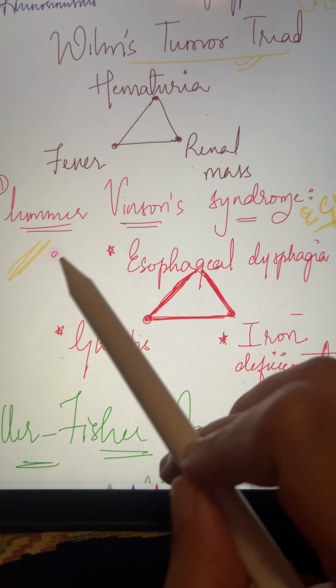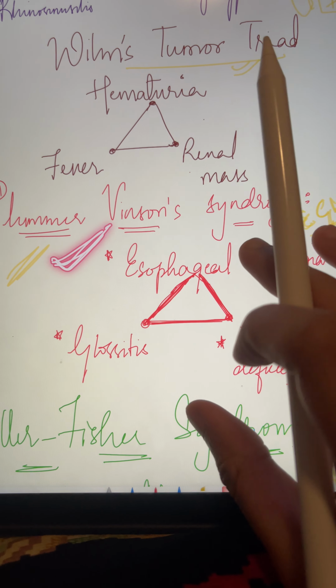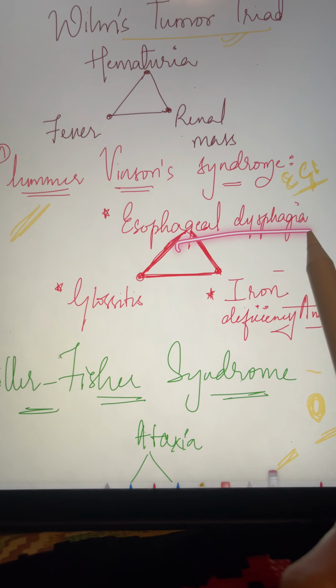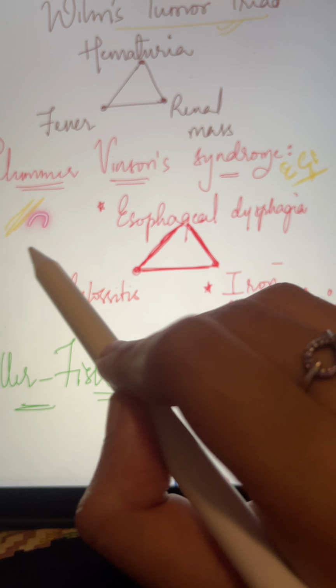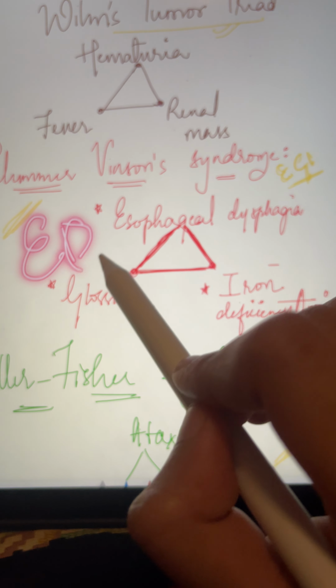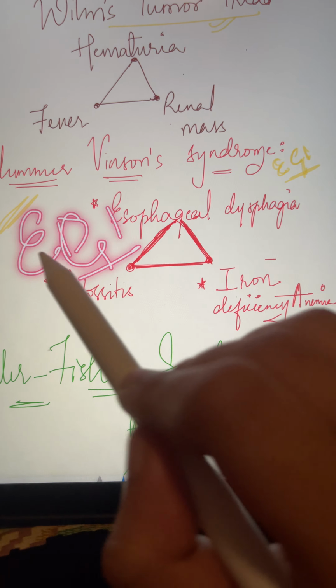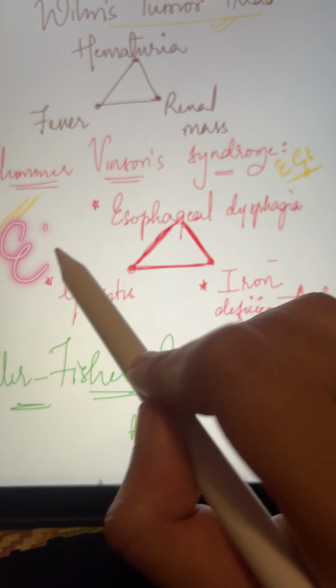Next we have the Plummer-Vinson syndrome, which is seen in esophageal webs, that is esophageal dysphagia, glossitis, and iron deficiency anemia. You can remember by the mnemonic EGI.